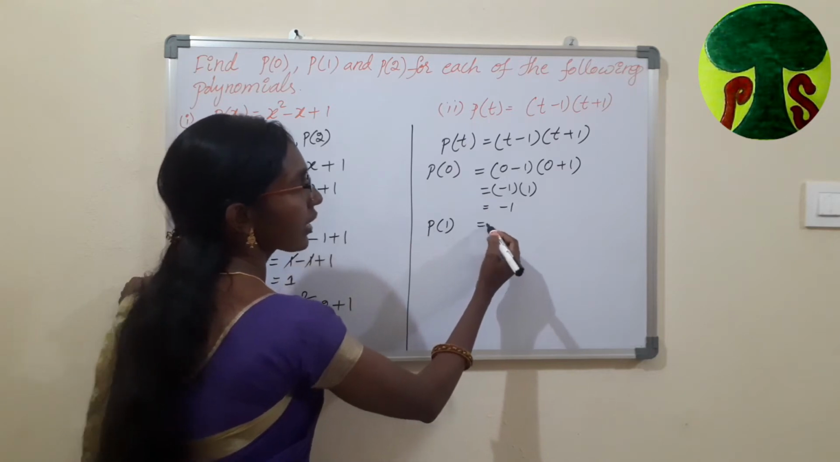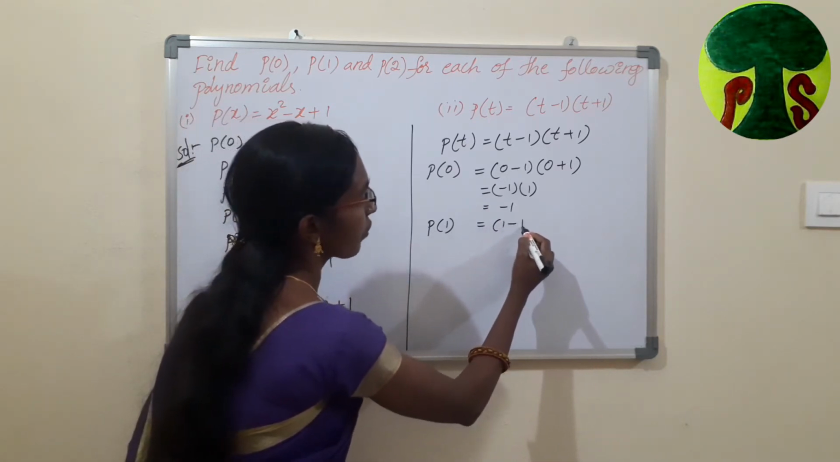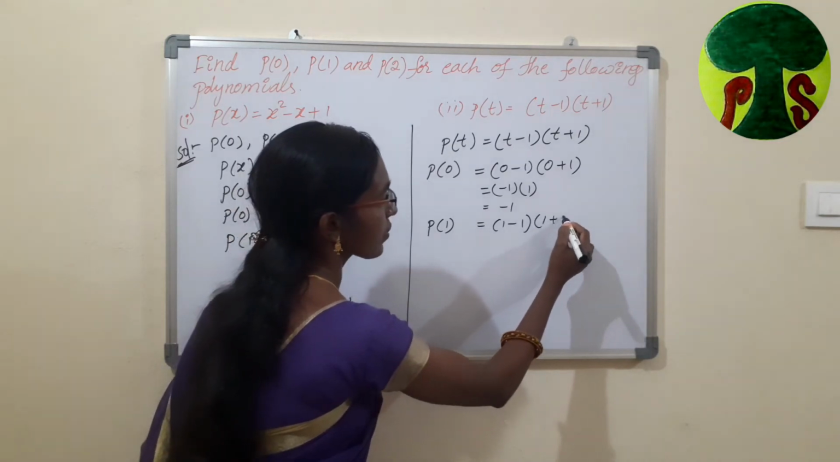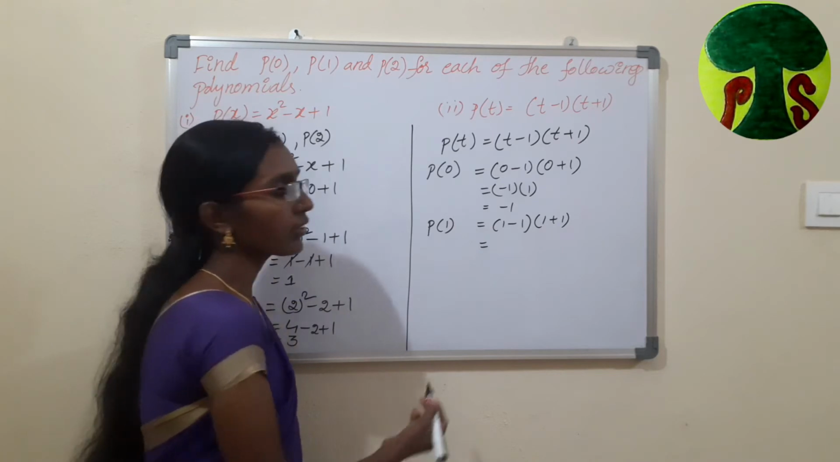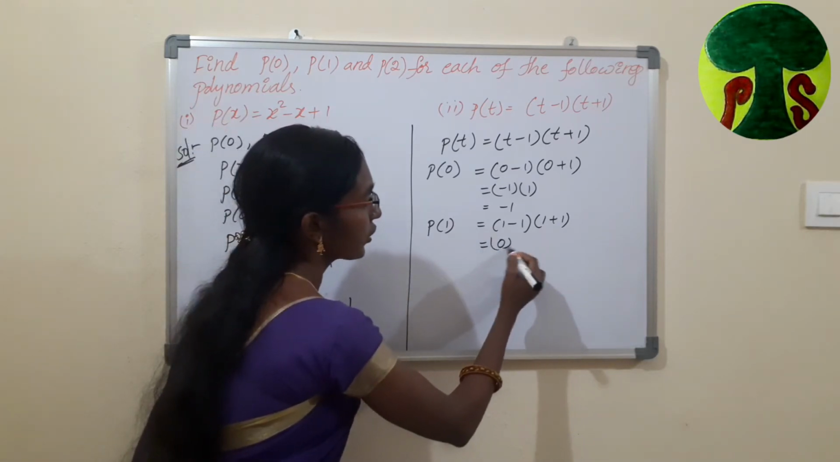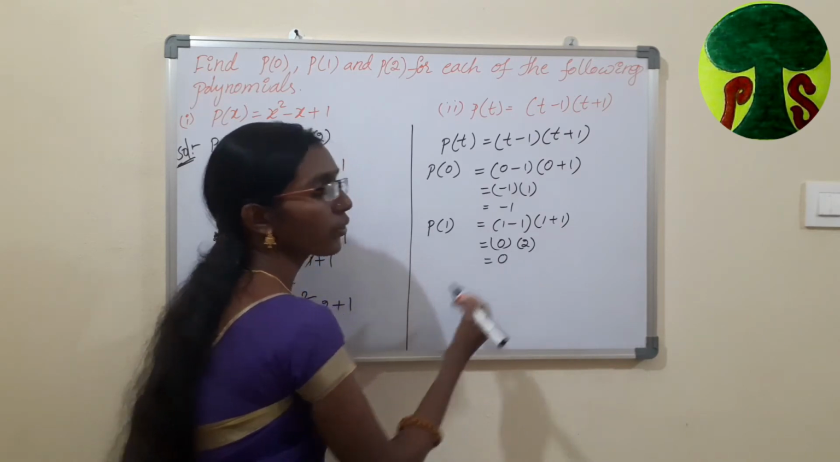Now we have to find p of 1. P of 1 equals, in the place of t we have to write 1. 1 minus 1 into 1 plus 1, which equals 1 minus 1 is how much? That is 0. 0 into 1 plus 1 is 2. 0 into 2 is 0.